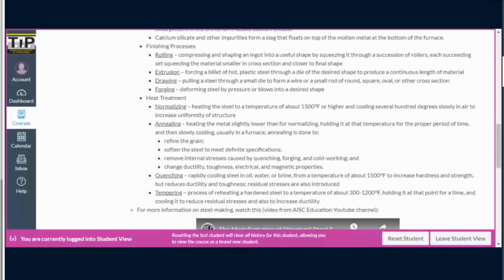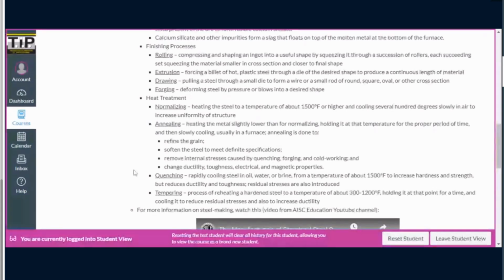So, okay. And the last reason why do we do annealing is to change ductility, toughness, electrical and magnetic properties. Because annealing also aims to refine the microstructure of the structural steel. So there you go.